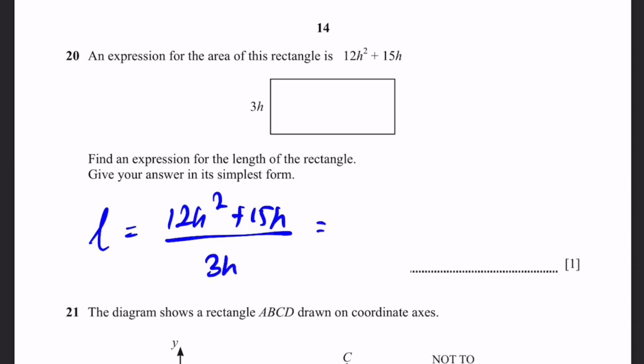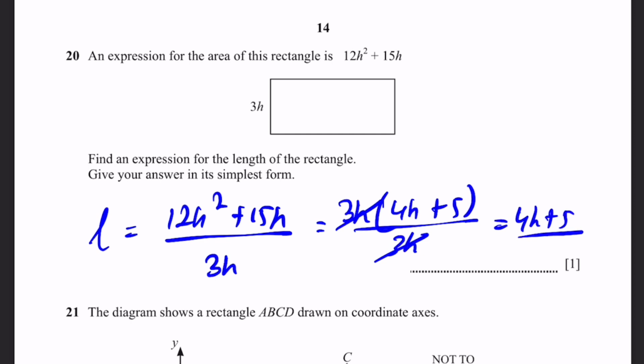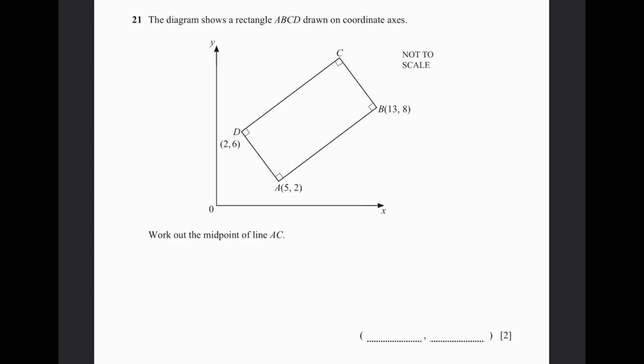Now I can write 12h squared plus 15h as 3h times 4h plus 5, whole thing over 3h. So you can cancel that, and this will be 4h plus 5. That's the answer. Question 21. The diagram shows rectangle ABCD drawn on coordinate axis. Work out the midpoint of the line AC.